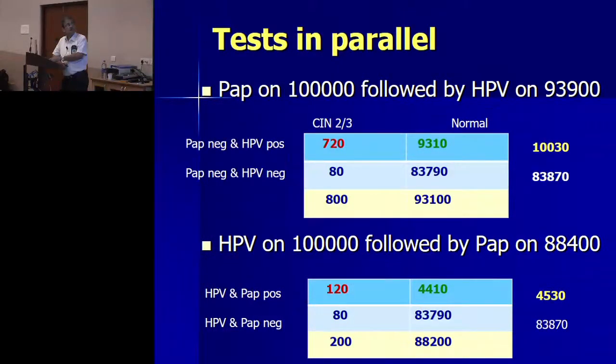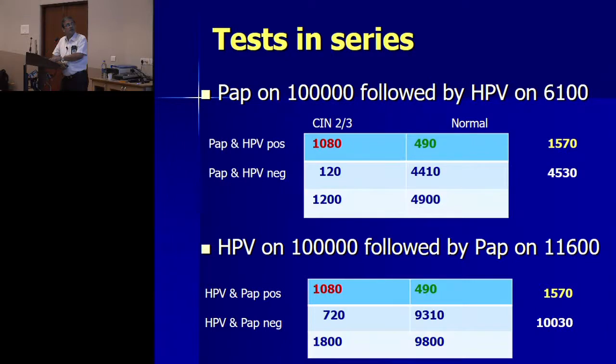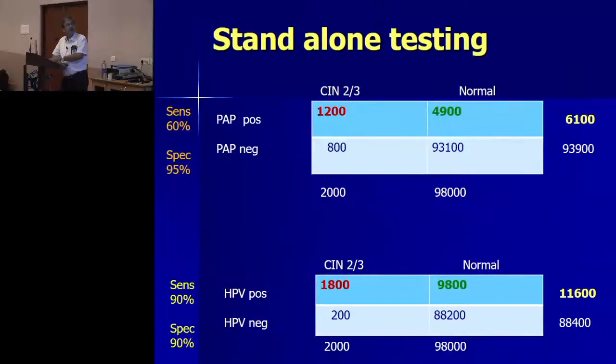Here, we know there are 2000 diseased cases because the prevalence is 2%. Out of these 2000, PAP picked up 1200, and the remaining 800 were false negatives on PAP. When we do the HPV test, out of the 800, we'll pick up 720. So 720 plus 1200 is 1920. If you do both tests in parallel, you will pick up 1920 out of the 2000. You're missing only 80 cases.